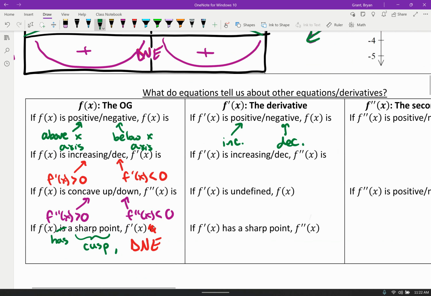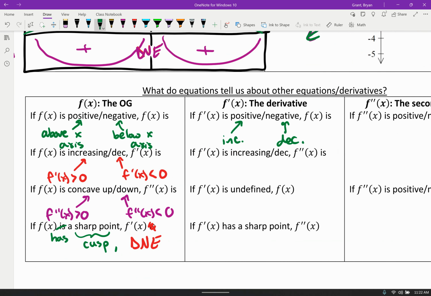But then this one gets a little hairy. If f prime is increasing, do you guys remember what that is? Remember, increasing measures the slope of f prime. So they're saying the slope of f prime is positive, and the slope of f prime is f double prime. So that means that f double prime is positive if f prime is increasing. If these slopes are getting bigger, then the second derivative is positive, and vice versa here.